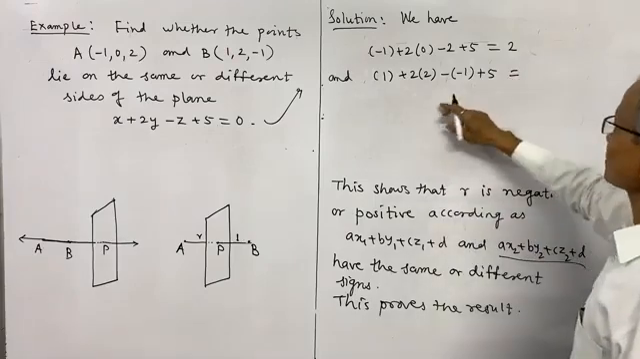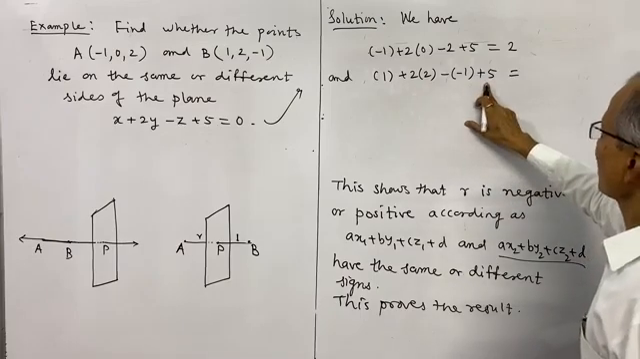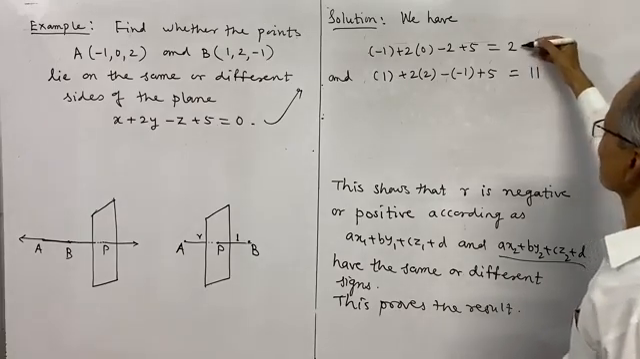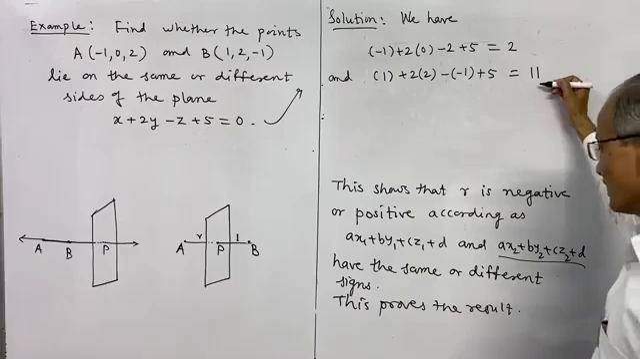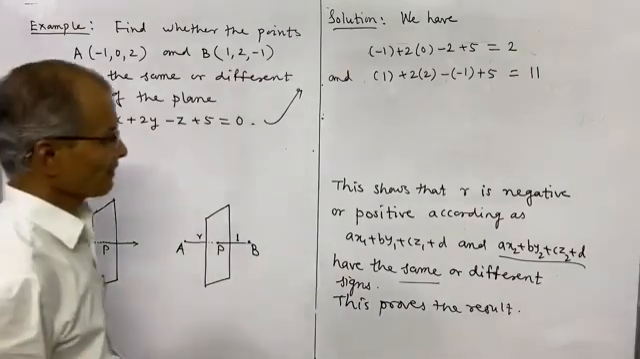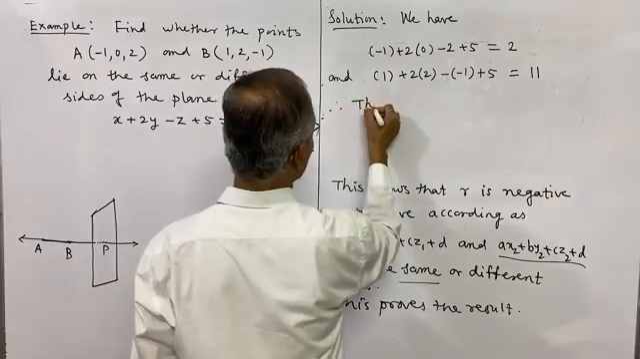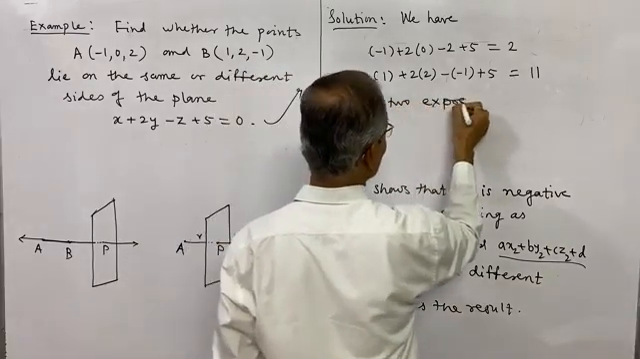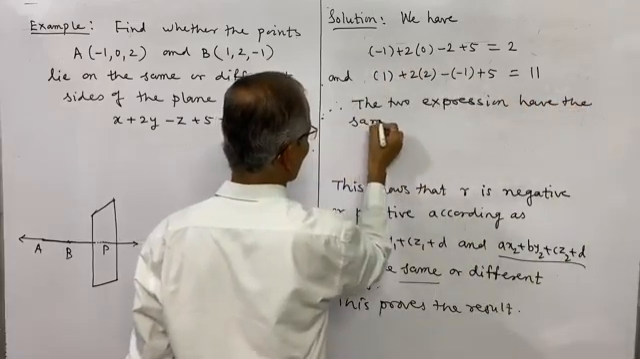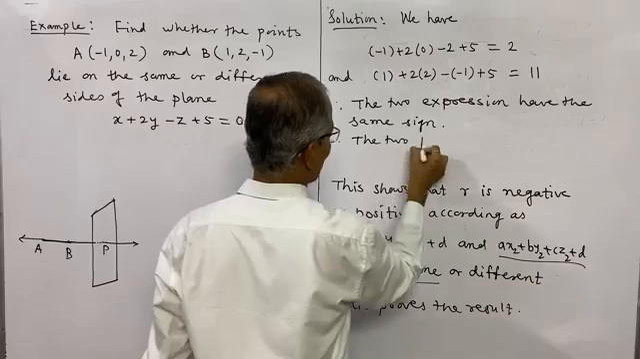And what is the sign of this? We will check. It is 1 + 4 = 5, plus 5 is 10, plus 1, that is 11. And see, this is positive, and this is positive. So they have the same sign, and therefore the points will lie on the same side. Yes. So the two expressions have the same sign, and therefore the two points lie on the same side.